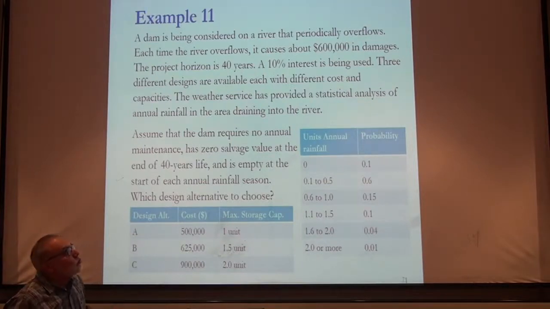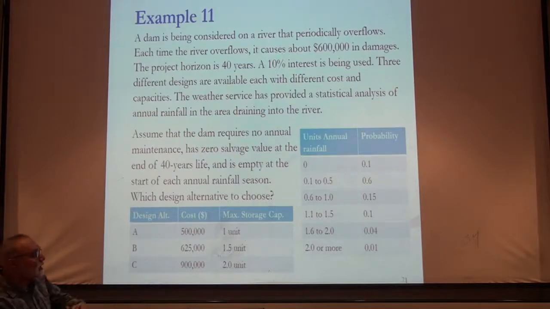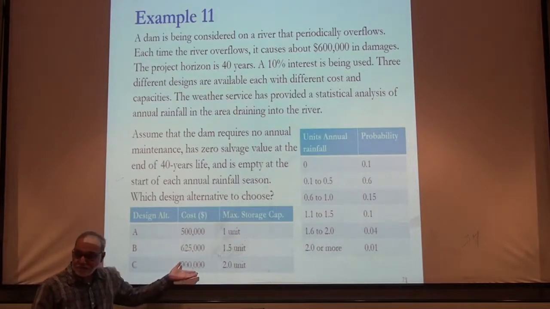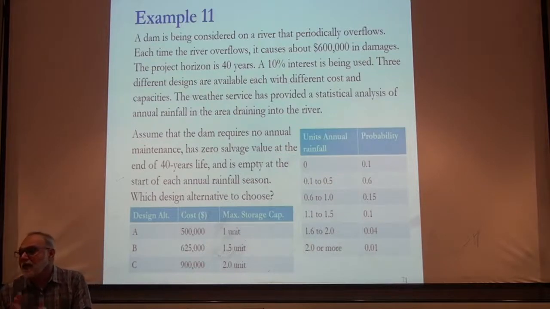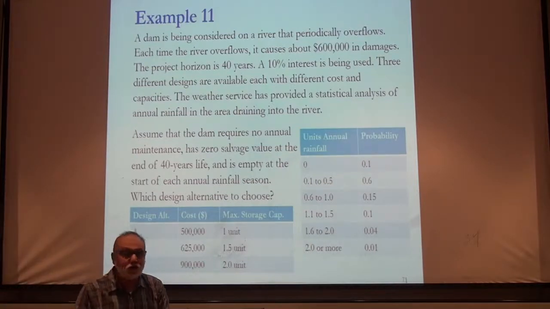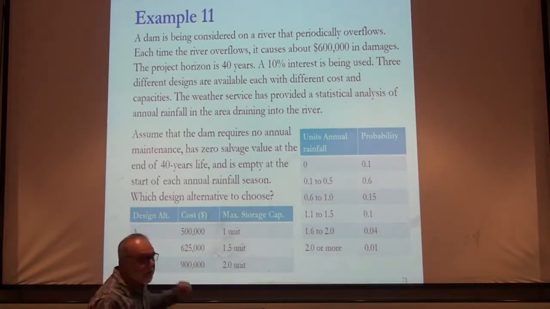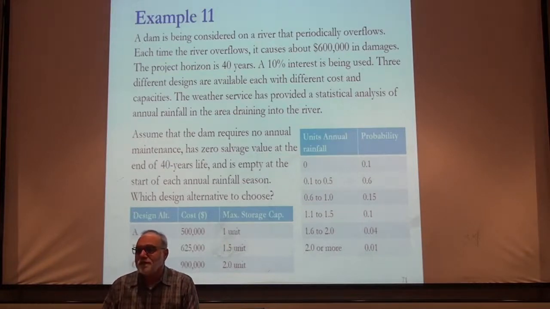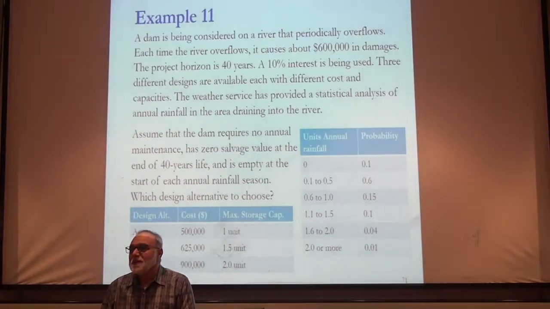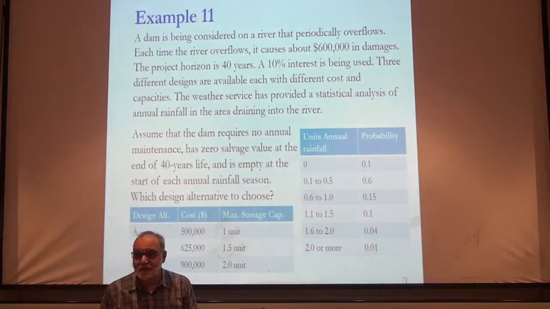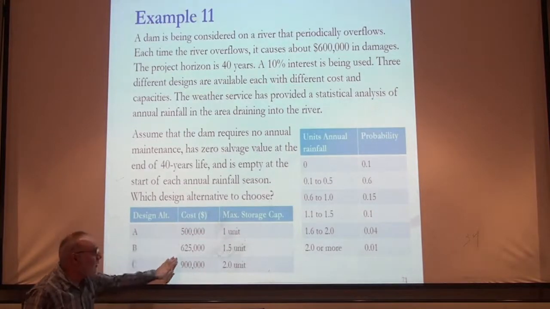Now we can have expected damages, annual damages, and we can annualize this cost, and find the total annual expected cost of design A, total expected annual cost of design B, etc. We can do it on an annual basis, or we can do it on a total cost basis. Total cost of this is already there.